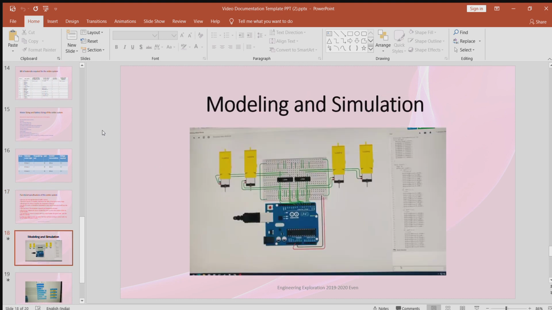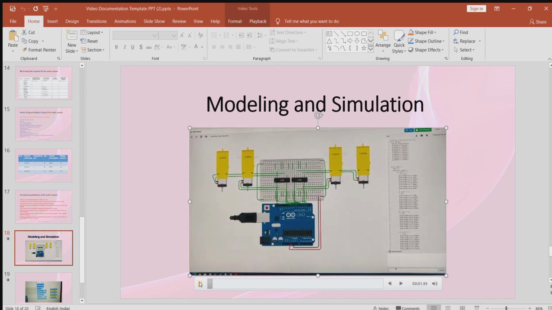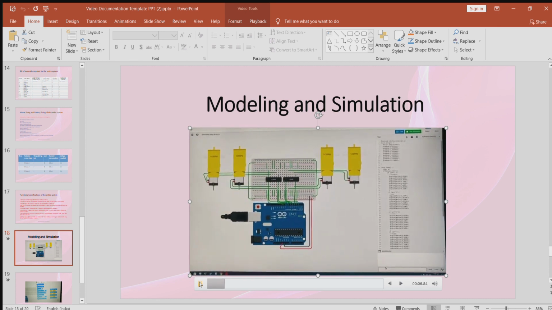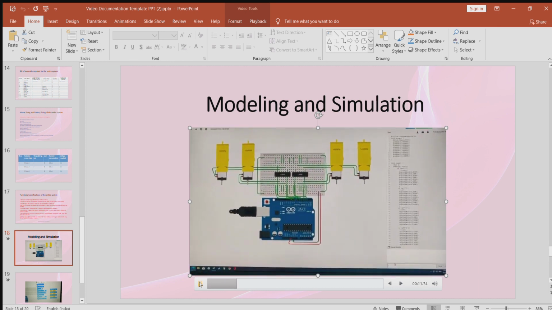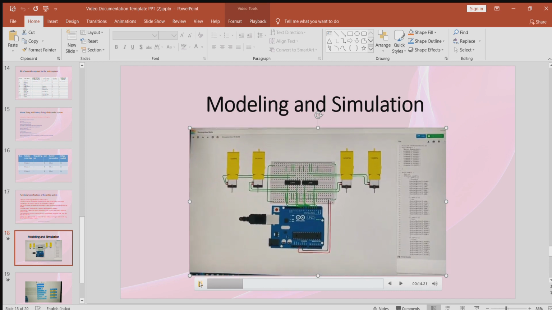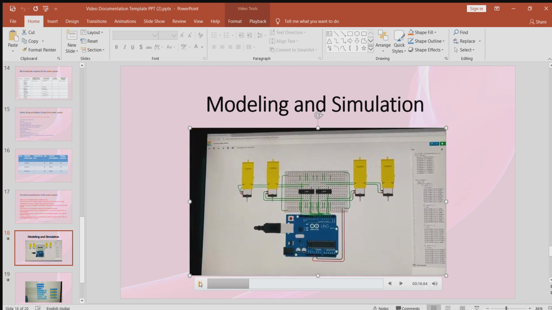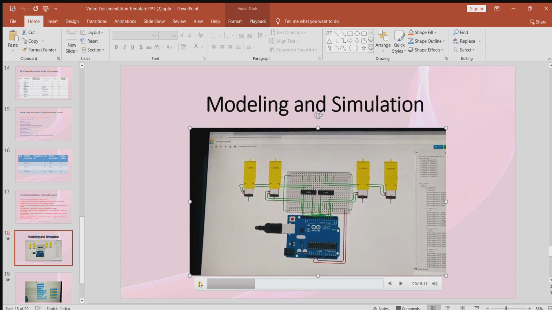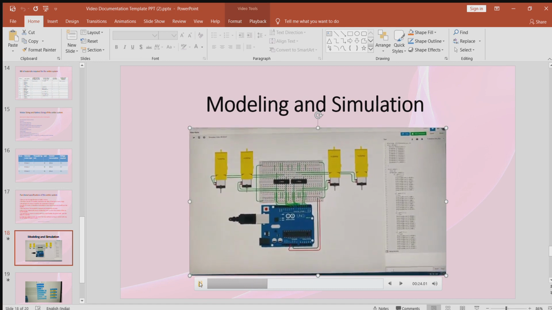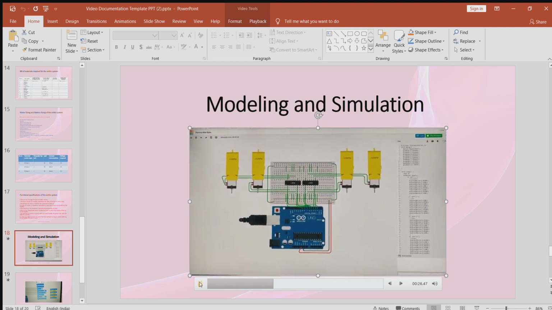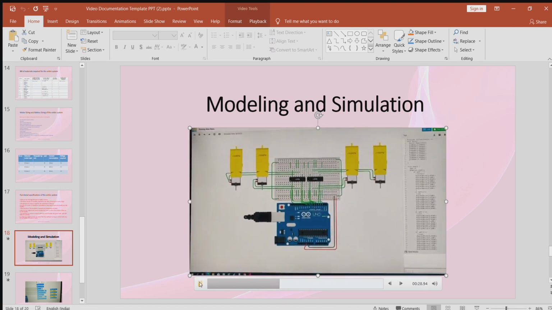Here is the modeling and simulation video for the car. This is a circuit for the car with 4 motors. Through the Bluetooth module, when the signal is 1, all the motors will spin so that the car goes forward. If I press 2, all will spin in the reverse direction.